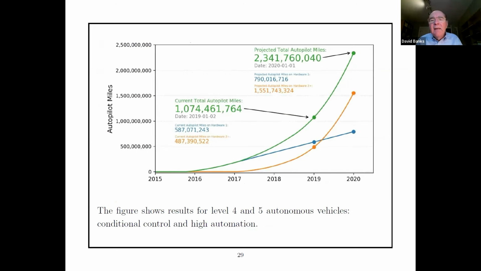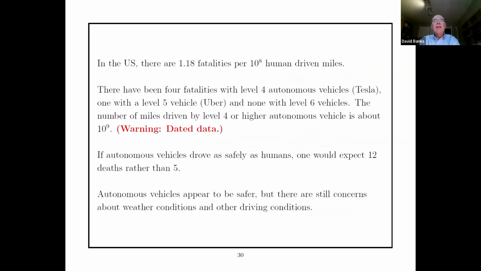This figure is the most recent one I can find, but it talks about the number of miles driven for level four and level five autonomous vehicles. And you can see that they keep increasing rapidly. In the United States, there are 1.18 fatalities per 10 to the 8 human-driven miles. There have been four fatalities with level four autonomous vehicles, Tesla, one with a level five vehicle, which is Uber, and none with level six vehicles, but there are not very many of those. The number of miles driven by level four and higher autonomous vehicles is about 10 to the ninth.